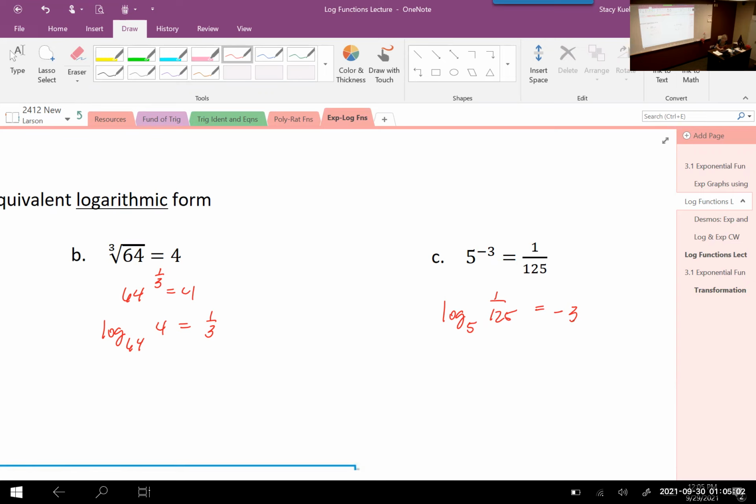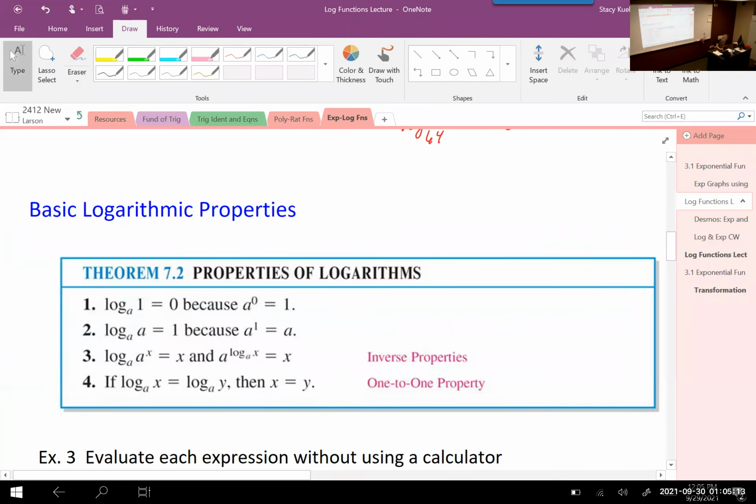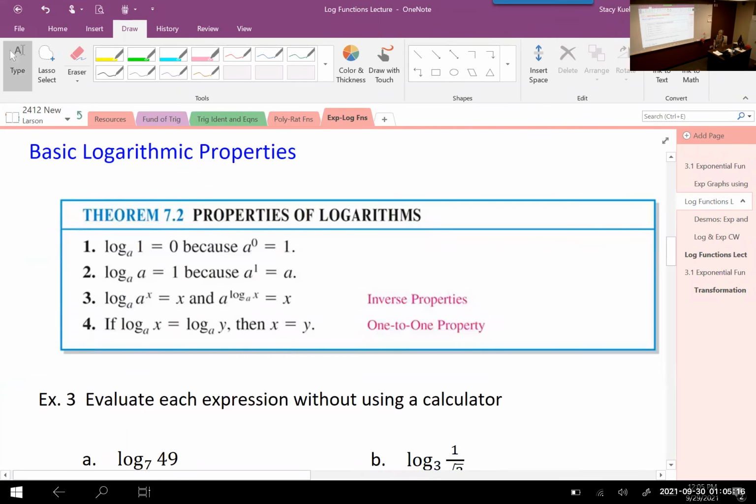So just like with our exponential rules, we have some properties that we're going to apply for logs. So our properties of logs are listed for us here. Take a minute, make sure you get them copied down. And then there's 2 of them that I want to talk to you about.